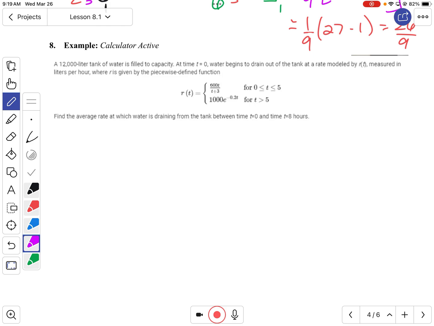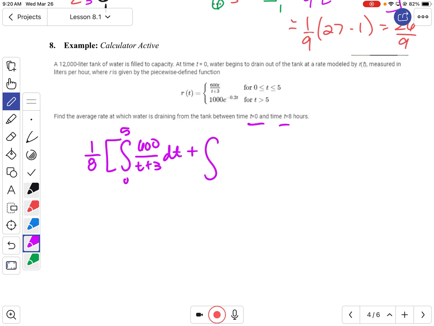Okay, so we're going from 0 to 8, so I'm going to have a 1/8 out in front. What we're going to do then is split that integral. For the first piece, it's going to go 0 to 5, 6,000 divided by t plus 3 dt. Plus, in the next one, it starts at 5. We're going to end it at 8. And it's 1,000 e to the negative 0.2 t dt.